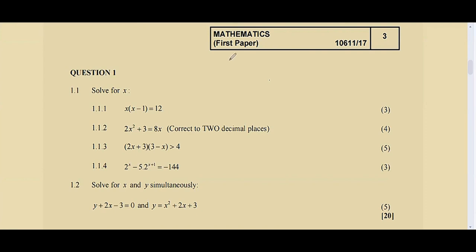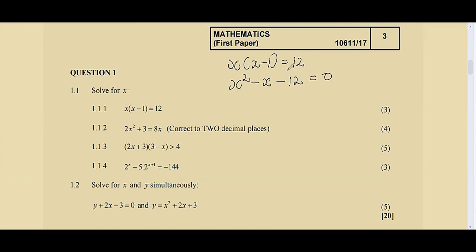So to solve that, we have x minus 1 is equals to 12. Then all we have to do is multiply inside the bracket with this x here. This will give us x squared minus x. And then if we take this 12 over to this side, that's minus 12 is equals to 0.